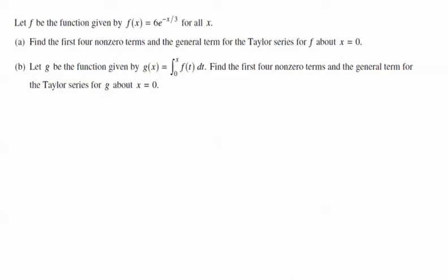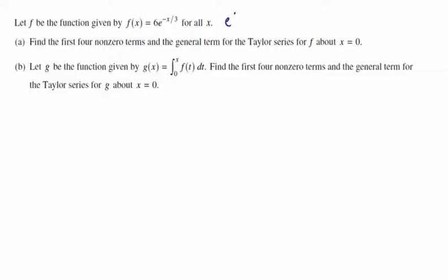With this problem, we have f is the function given by f of x is 6e to the negative x over 3 for all x. And we want to find the first four non-zero terms and the general term for the Taylor series for f about x equals 0. So we'll start from e to the x.